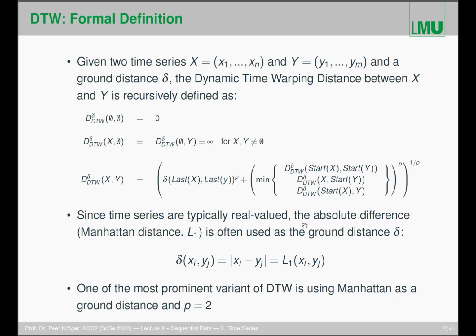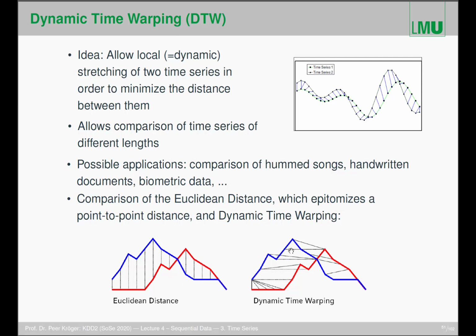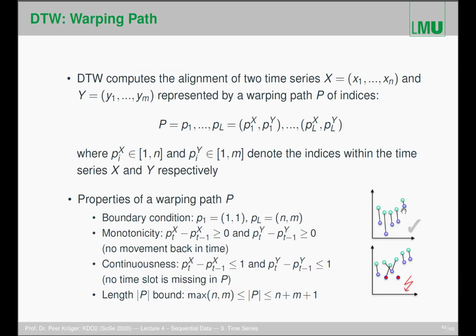Time series are typically real values, so the absolute distance L1 is very often used as a ground distance. In that case, this delta here is the ground distance, just L1. One of the most prominent variants of dynamic time warping is using the Manhattan distance as the ground distance, and then for the p here, 2. So you square that and take the square root again at the end, which ends up as basically the Euclidean distance. So it's similar to the Euclidean distance, but you allow time warping. That's the most important difference.